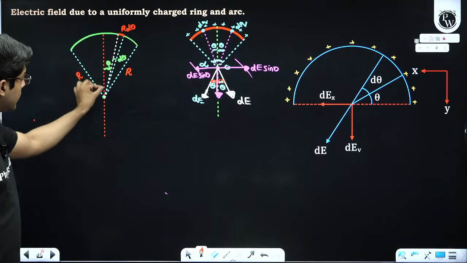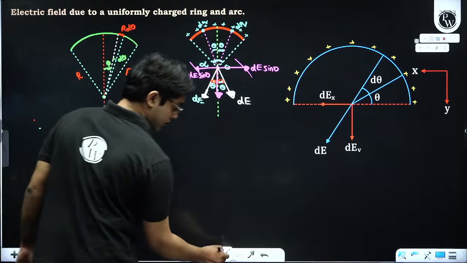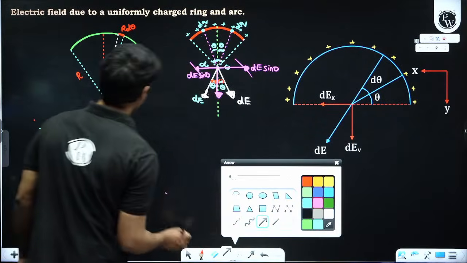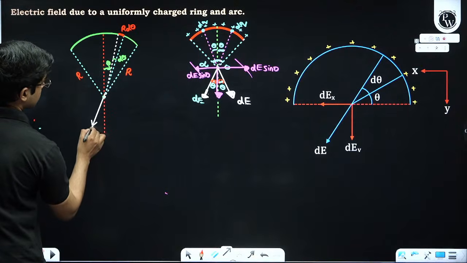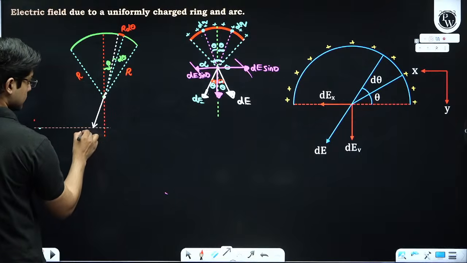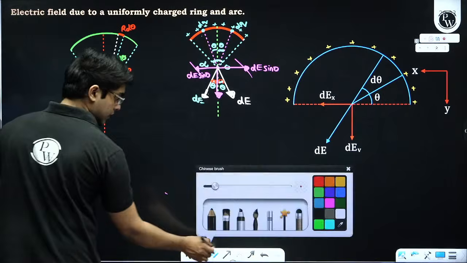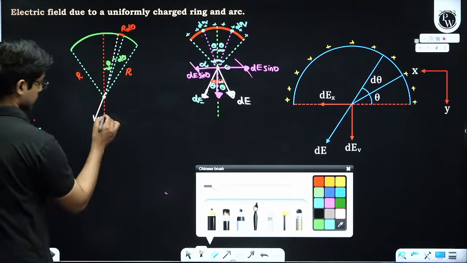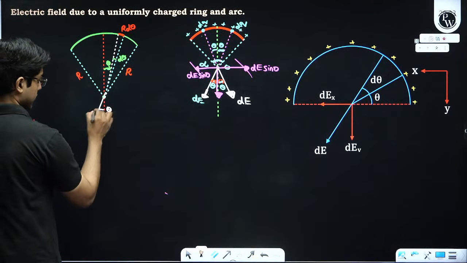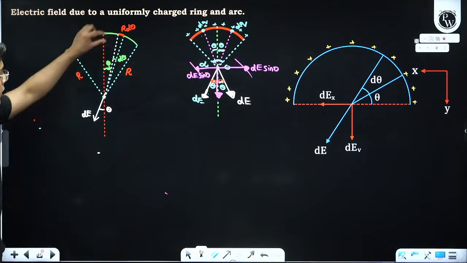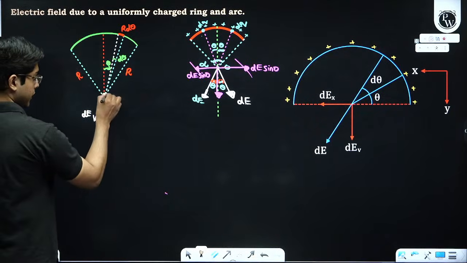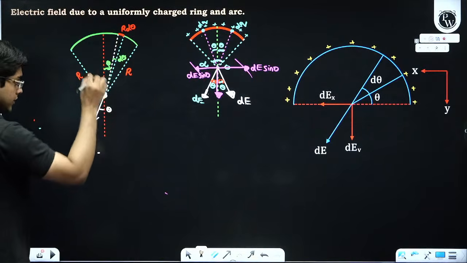So the field will be, write down the field due to that charge. The field will be in this direction. And I'm saying this is equal to, so this angle will be theta. This is going to be the small dE due to r d theta. This is the field due to r d theta.